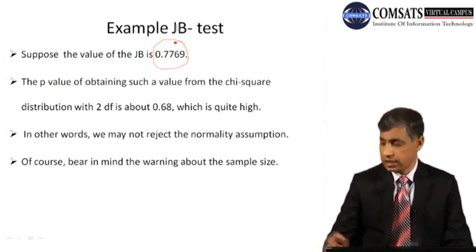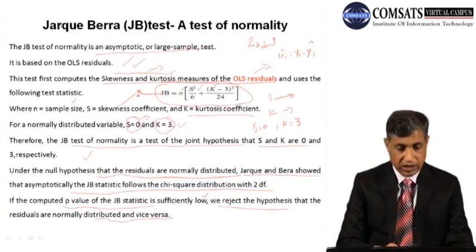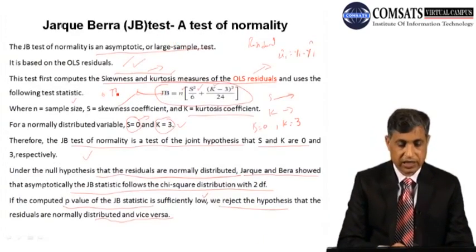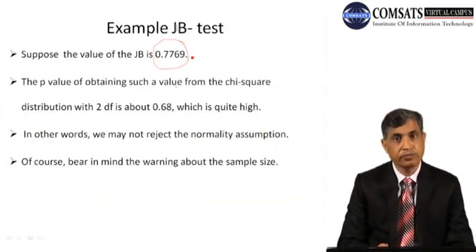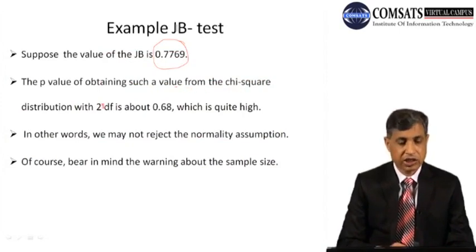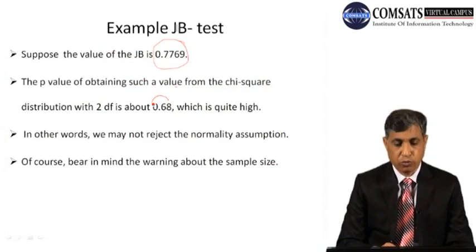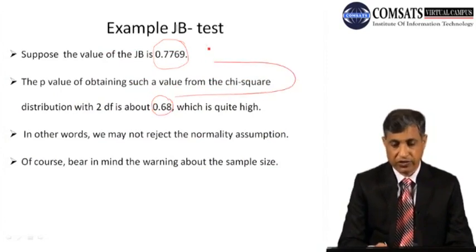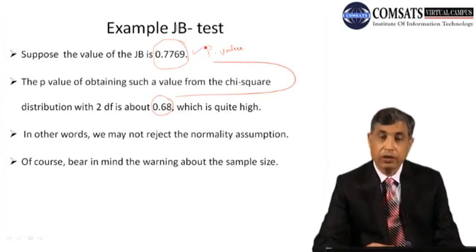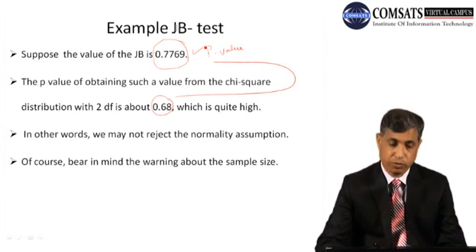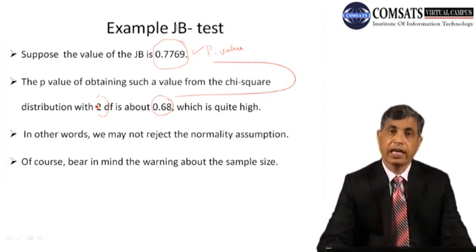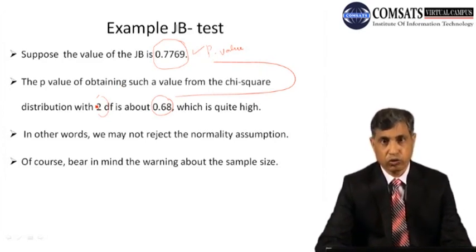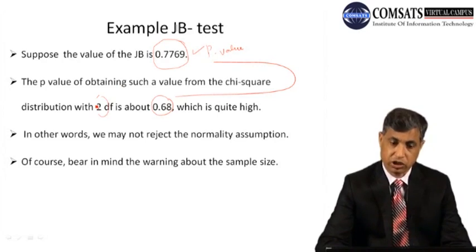0.7769. This statistic, the value of this, is equal to 0.776. What this means is the p-value of obtaining such a value from the chi-square distribution with 2 degrees of freedom is about 0.8%. This p-value has been obtained from the chi-square distribution with 2 degrees of freedom, as we have explained, that Jarque-Bera has shown that under the null hypothesis that the residuals are normally distributed, it follows the chi-square distribution.